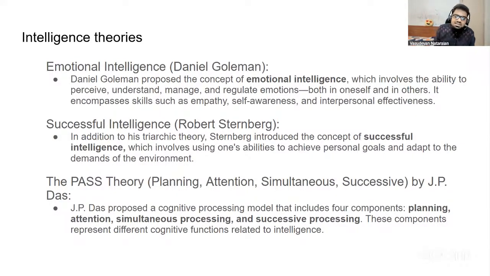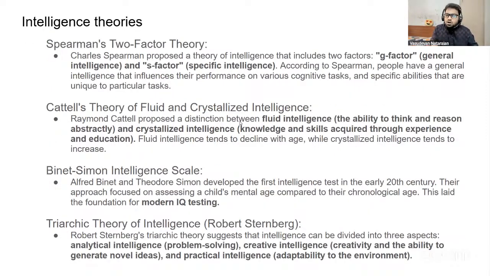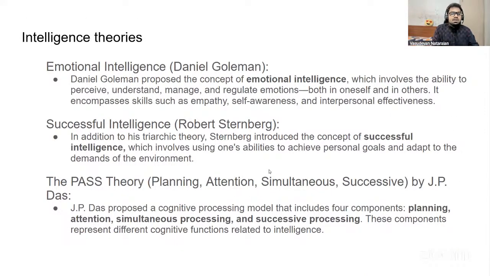Then the PASS theory, which is all about planning, attention, simultaneous, successive, by J.P. Das. Basically, this was about the process of intelligence. Not widely accepted, to be frank, but widely accepted are Robert Sternberg and Daniel Goleman. Then we have Spearman, Cattell, Binet-Simon, and the triarchic theory of Robert Sternberg. So these are the people. Other people we did not even mention. I think if anybody's doing psychology, you would have heard these terms quite often in your studies.